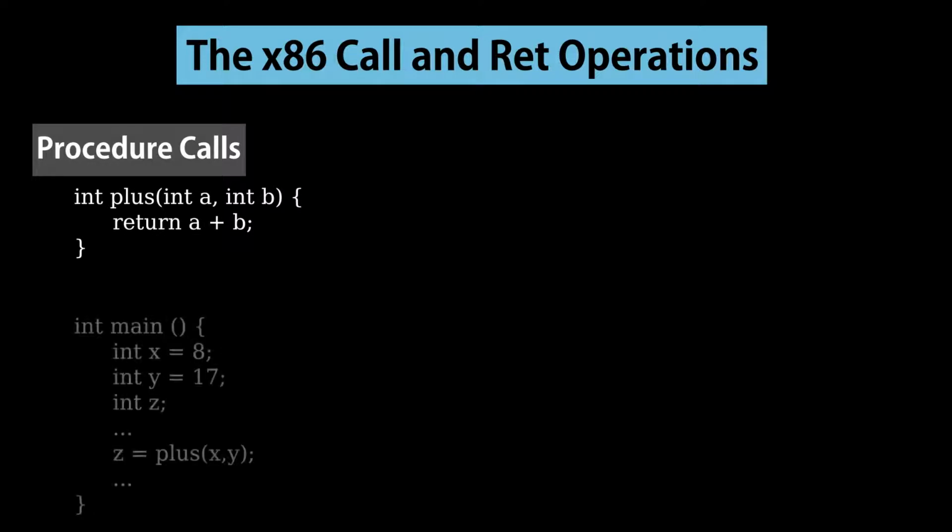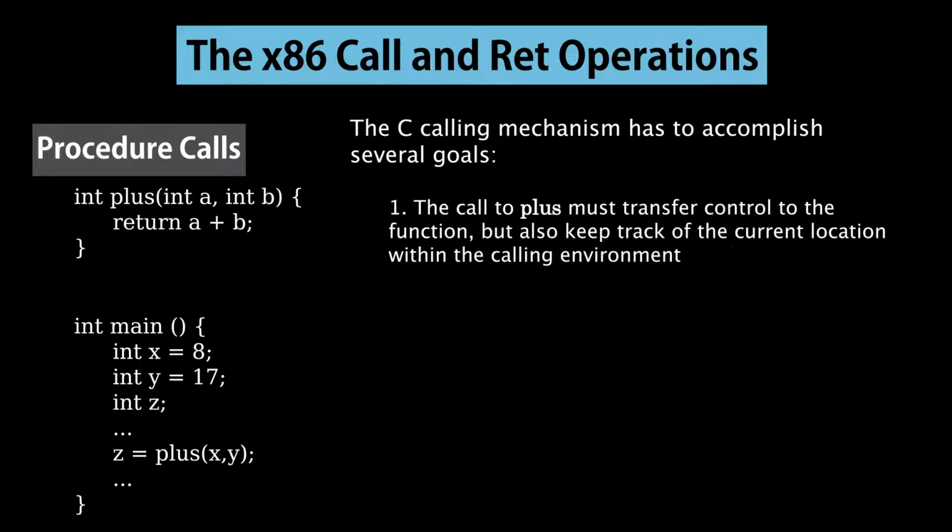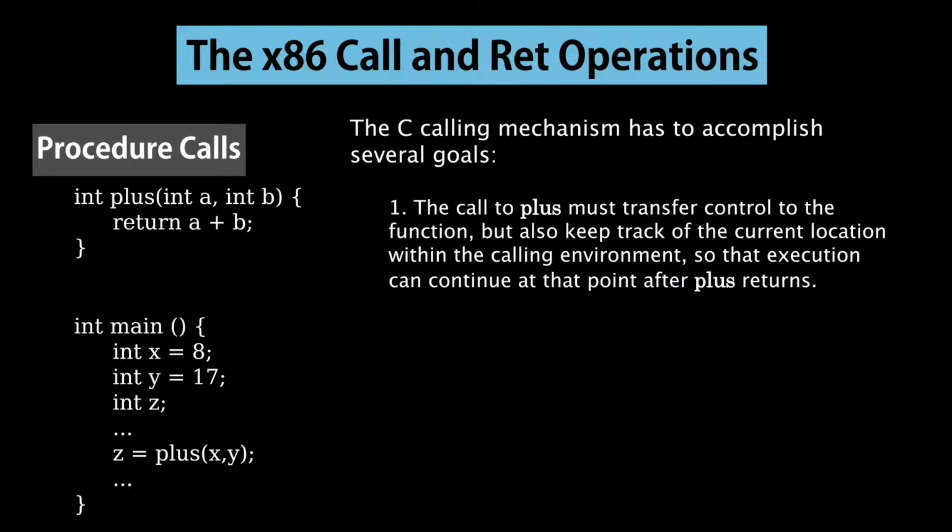Consider the very simple C function plus shown here. We might call this function elsewhere in code, say from our main routine, as shown here. The C calling mechanism has to accomplish several goals. First, the call to plus must transfer control to the function, but also keep track of the current location within the calling environment so that execution can continue at that point after plus returns.